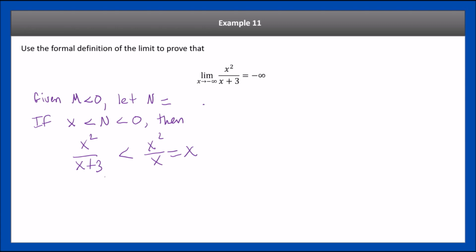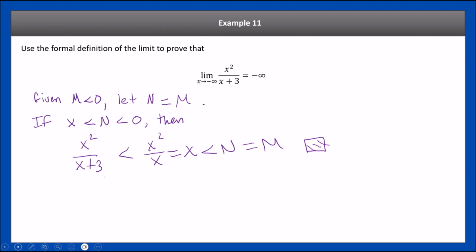But we know that x is less than n, right? Because that's our supposition. We supposed that x was less than n. All right, well, if we set n equal to m, well, that's the end of the proof. Done. All right, so not too bad. So we showed that this is going to be less than m, which is exactly what we wanted.